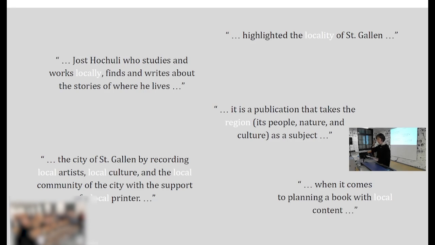Going back to the previous five graphic designers, I'd like to point out that the reason every single one of them mentioned local was because of the strong Seoul centrism in South Korea, and no one can really deny this phenomenon. Then what exactly is local about Jost Hochuli's book design?